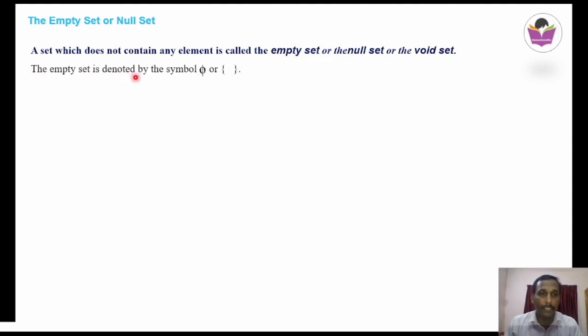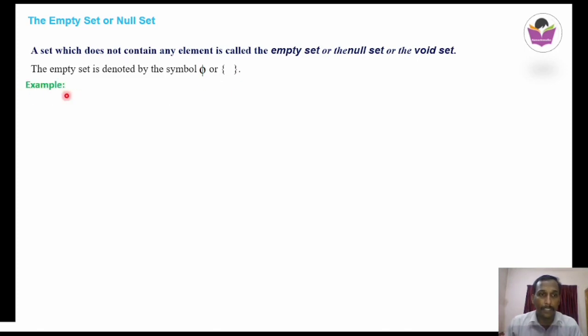The empty set is denoted by the symbol phi. This is the symbol we use for an empty set, and also we can use these brackets, curly brackets, but inside the bracket there are no elements. So these are the two notations we use for the empty set.